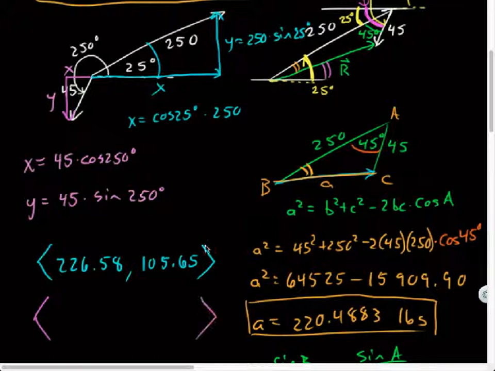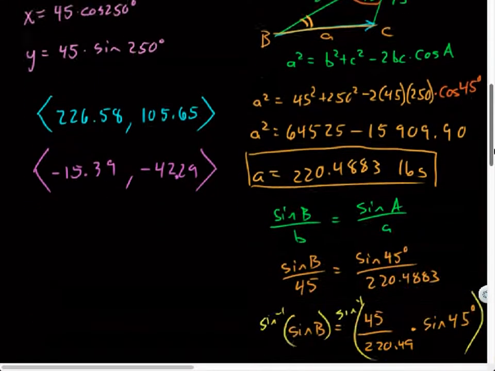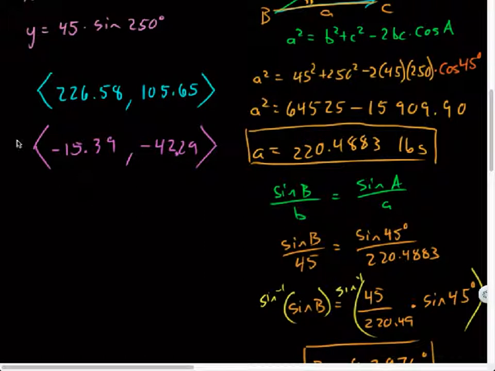And once I have these two vectors, all I have to do is add them together. Using their horizontal and vertical components, adding vectors like that is sometimes easier than adding two diagonal vectors. So that's why this might be a little easier. 45 times cosine of 250 should be negative, and it is, negative 15.39. And 45 times sine of 250 is also negative because they're both negative in quadrant 3, negative 42.29. So what would I do with these two vectors? Add them up.